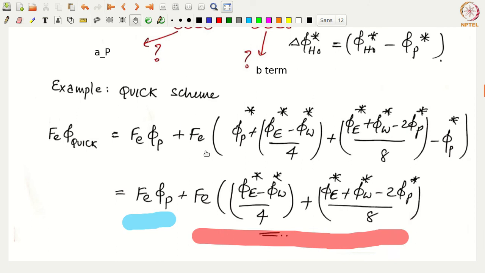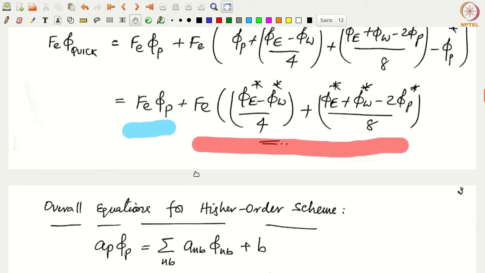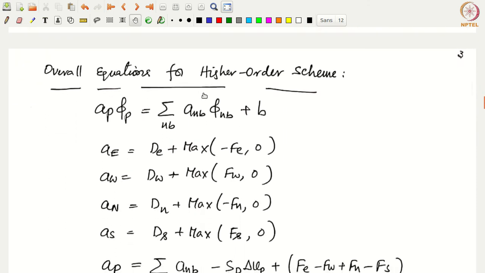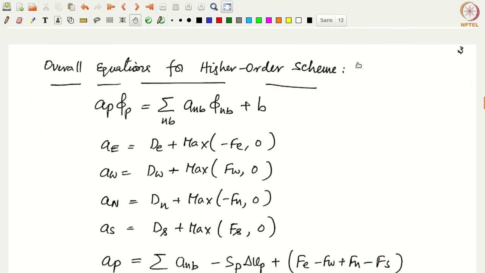Okay. All right. Let us see now, when we concatenate all the equations, let us look at the overall equations. If you have, let's say, a higher order scheme, essentially we are talking about a higher order upwind scheme. If you concatenate all the equations, what you get is the discrete equation: A_P phi_P equals sigma A_nb phi_nb plus B. Where A east, as we have already seen, is the diffusion component d_E plus max of minus F_e comma 0, and A west equals d_W plus max of F_w comma 0.